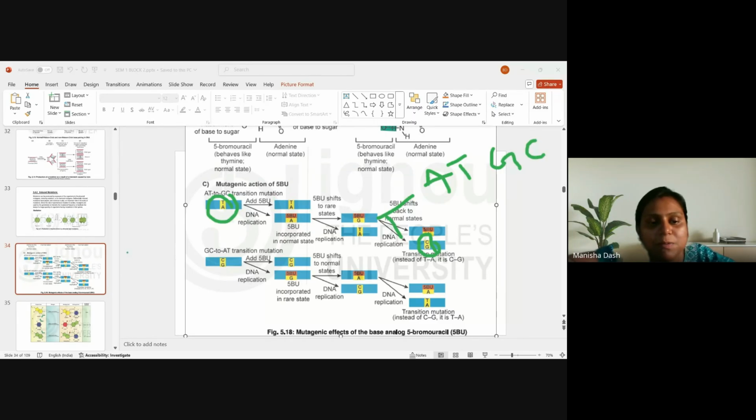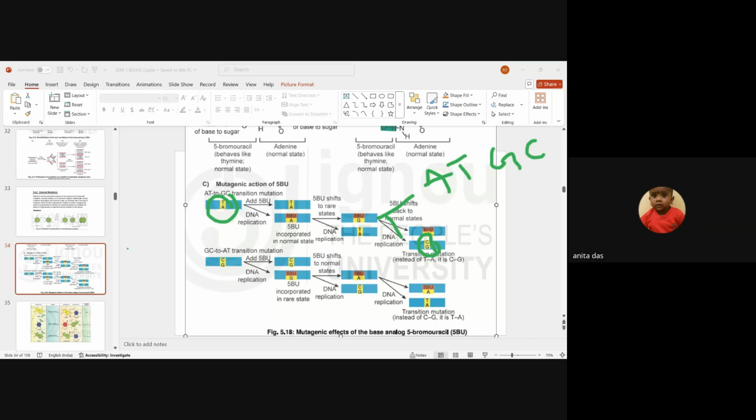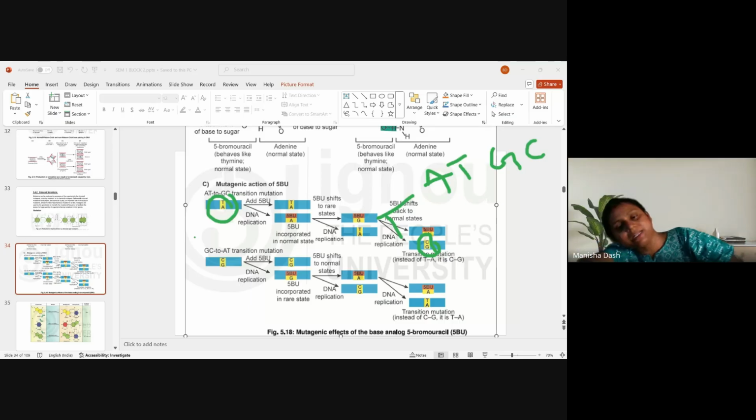Similarly, here if you observe, originally the sequence was C and G. If you are adding 5-bromouracil in the environment, the 5-bromouracil can act similar to cytosine. So here the guanine may pair with it. Madam, 5-bromouracil is a chemical we are adding, yes. It is a mutagen.